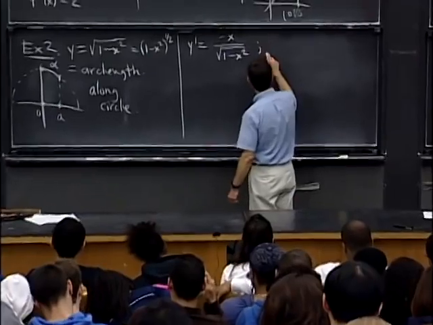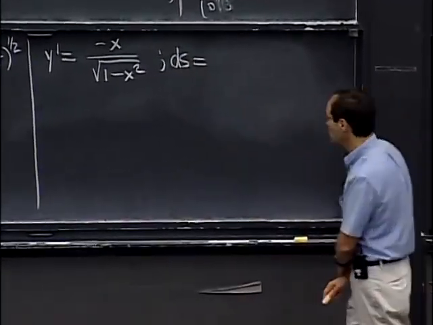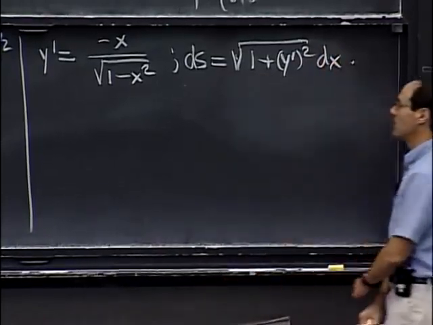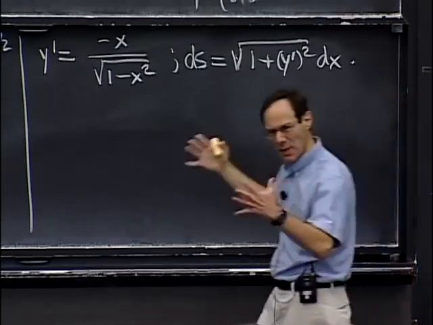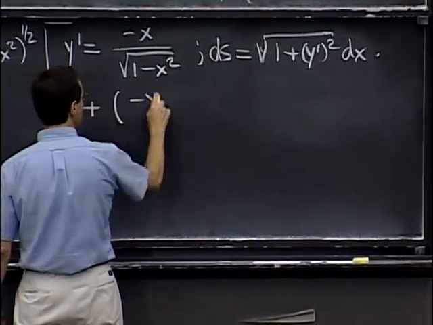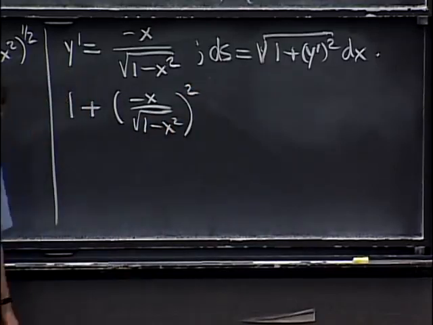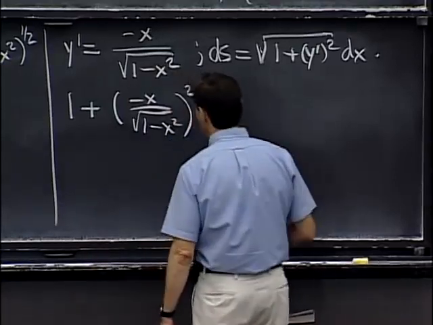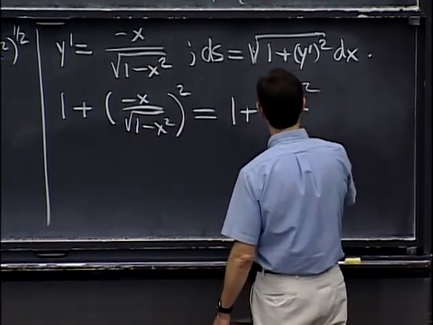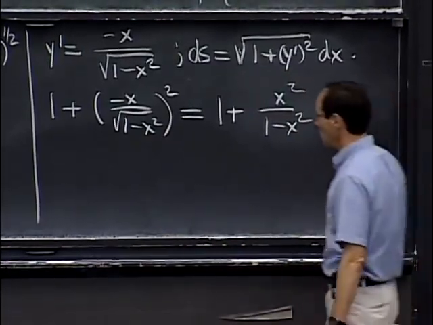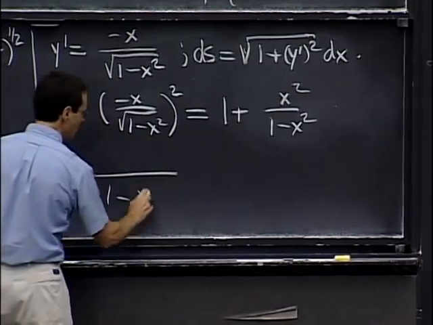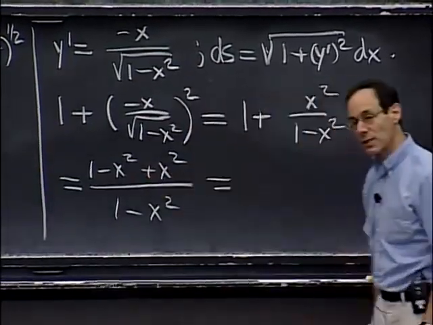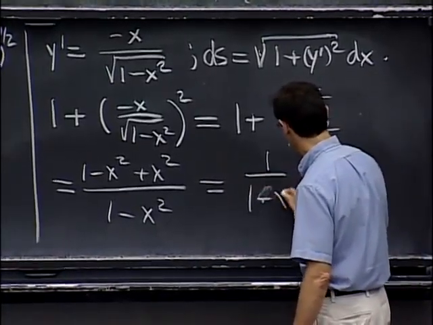Now, the thing that we have to integrate is this arc length element, as it's called, ds, and that's going to be the square root of 1 plus y prime squared dx. So I have to carry out some messy calculation here, which is 1 plus the quantity minus x over the square root of 1 minus x squared, squared. Let's figure out what's under the square root sign. This is 1 plus x squared over 1 minus x squared. Over a common denominator, that's 1 minus x squared plus x squared, and the two x squareds cancel, and we get 1 over 1 minus x squared.